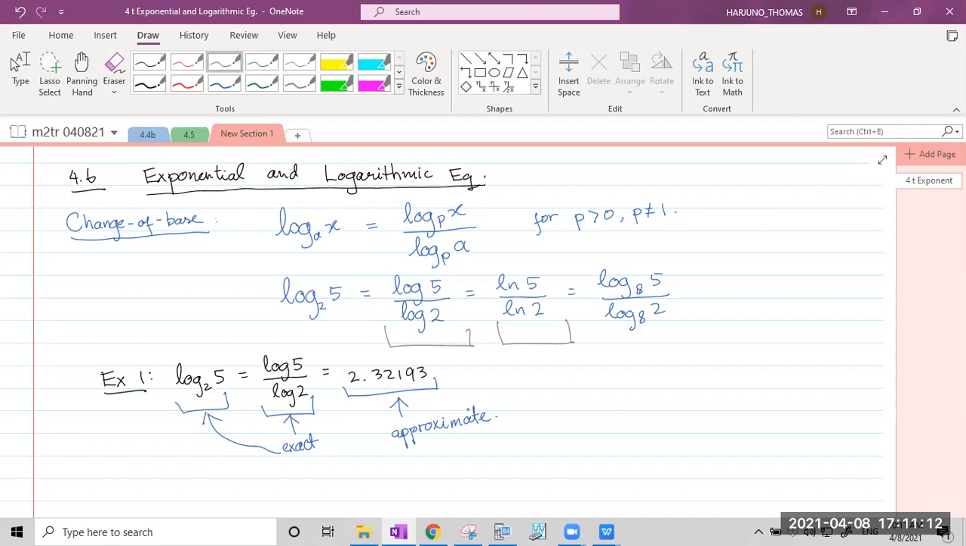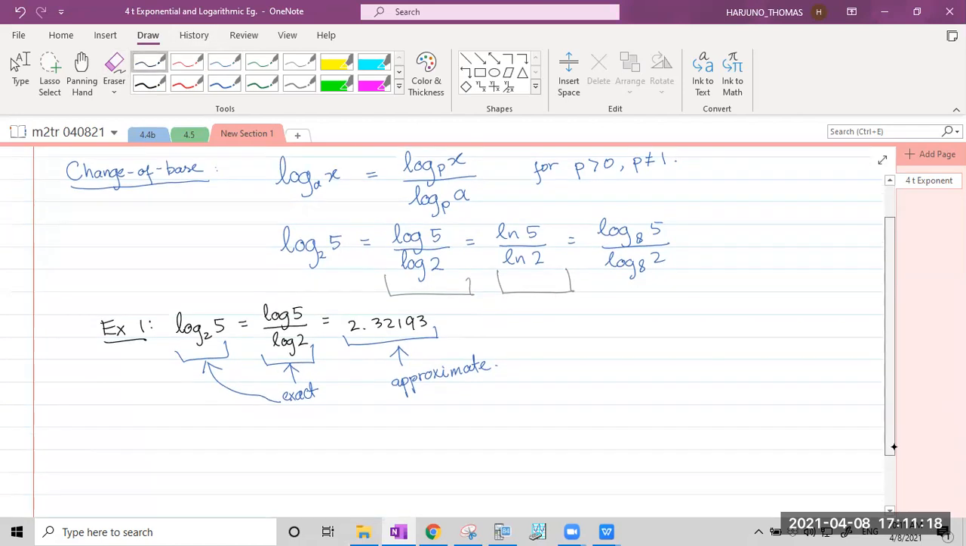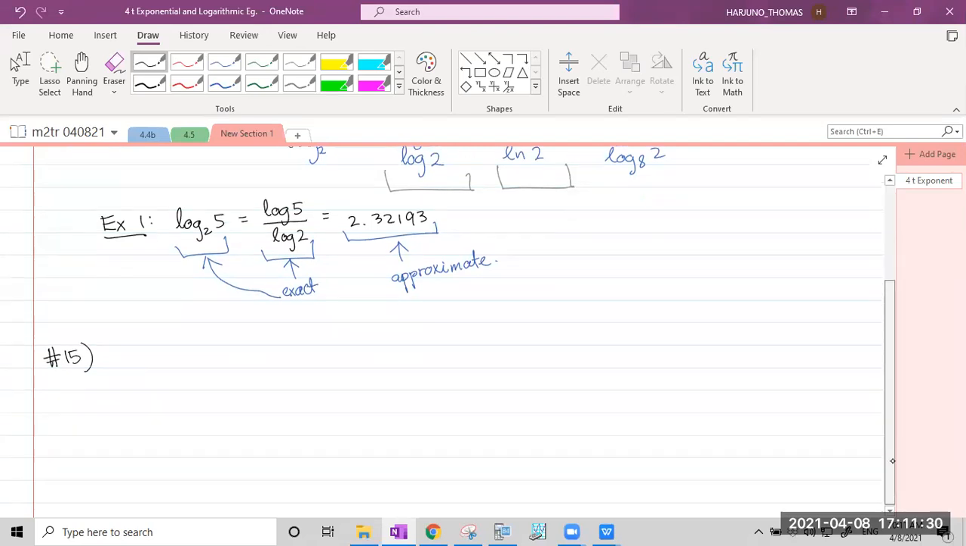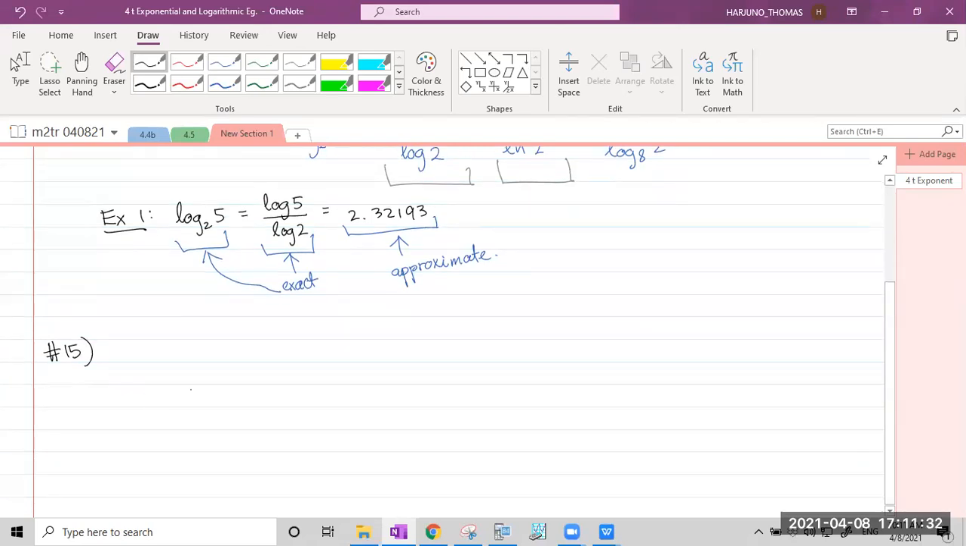Now, how do we use that to solve our equation later on? Let me grab number 15. This type of question always shows up in my test. What happens if we have different bases? 3 to the x plus 4 equals 2 to the power of 1 minus 3x. Different bases. You have at least 4 different bases to work with.